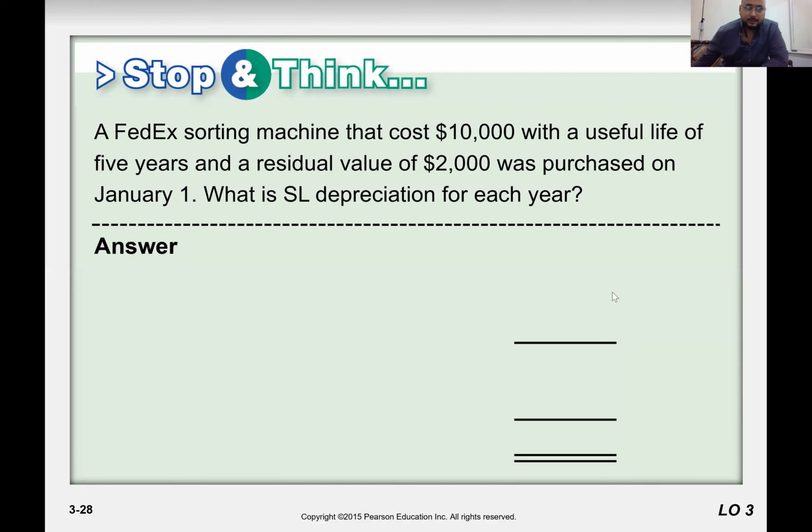Okay, class. So let's talk about the answer here. I have received your answer file. Here we go. A FedEx sorting machine that cost $10,000 with a useful life of 5 years and a residual value of $2,000 was purchased on January 1st. So remember the dates as well. Sometimes you need to calculate partial depreciation. We will see that in our coming slides as well. But remember, the straight line method is going to give you annual depreciation. So what is the depreciation? So 10,000 minus 2,000.